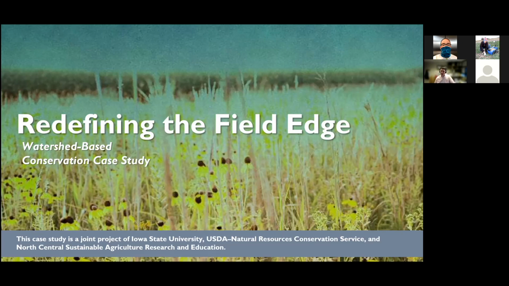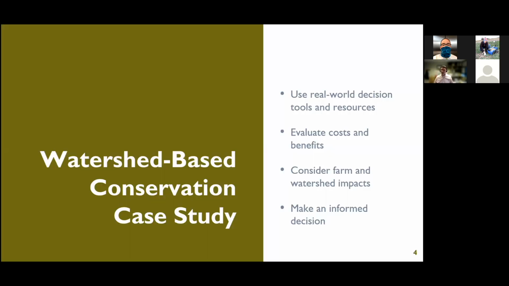So as we think about redefining the field edge, part of this is really looking at it from a watershed-based conservation case study. So yes, we do highlight some individual farms and fields, but this really does come back to that whole watershed and where do we place things, and I'll allude to that a little bit more. This one, like the others, has some real world decision tools and resources. That's what really makes these case studies strong and relatable.